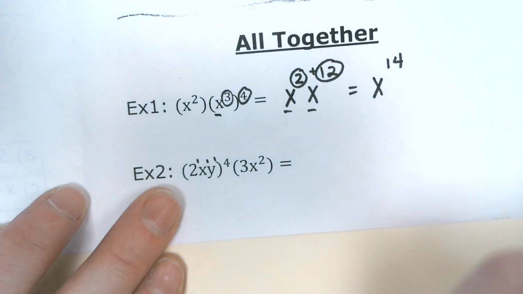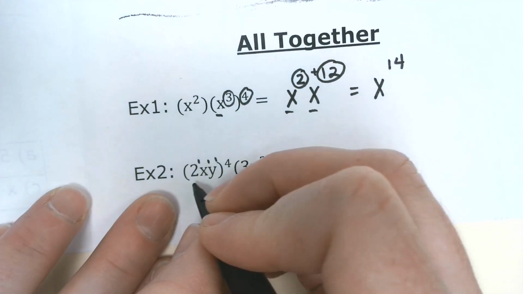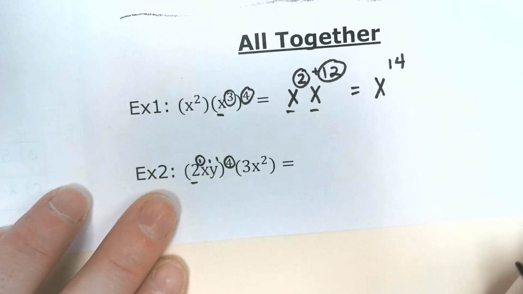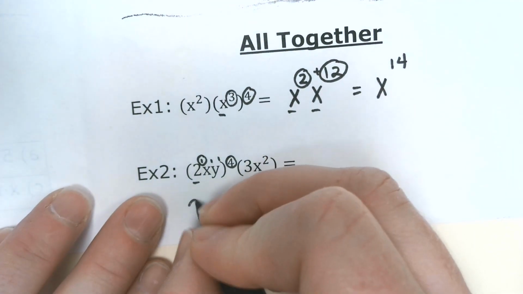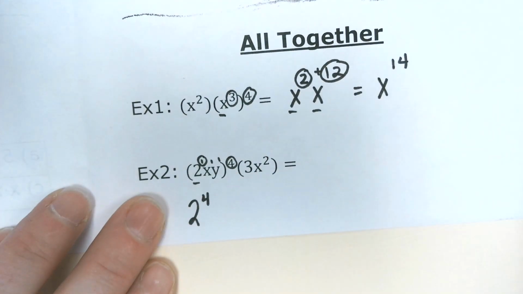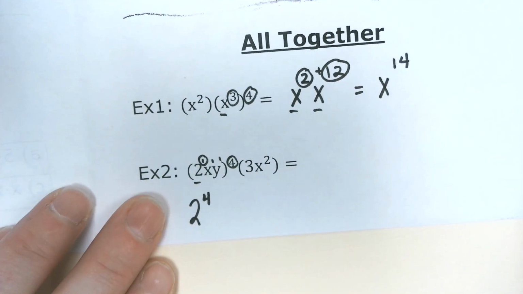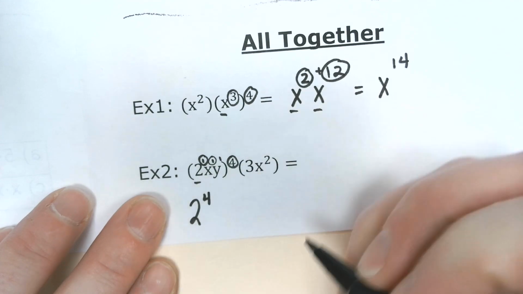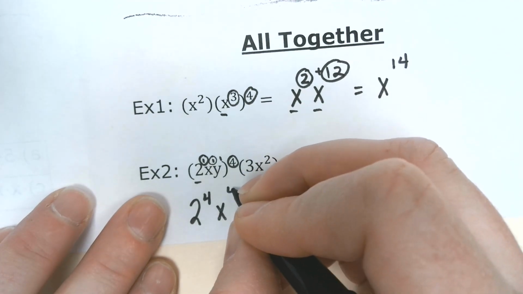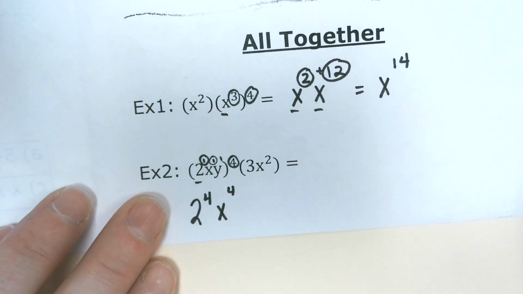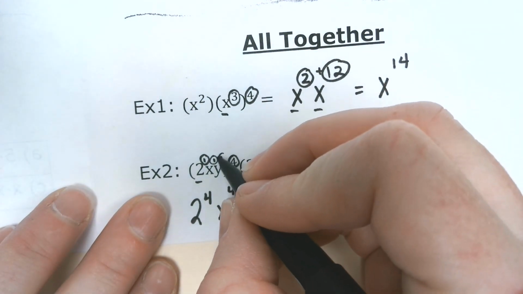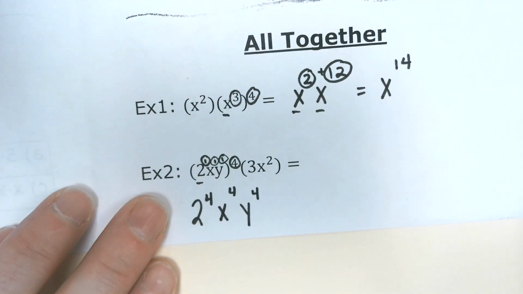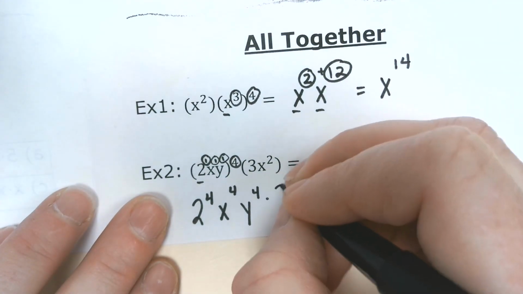And we take care of each base one at a time. So a base of 2, we're going to multiply our exponents because 1's on the inside, 1's on the outside. So that's 2 to the fourth. And then multiply these exponents. 1 times 4 is 4. And then y, 1 times 4, y to the 4. And then just bring down the other one, 3x squared.